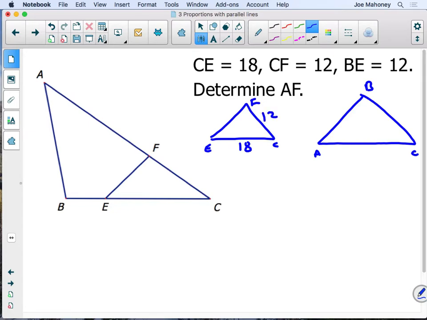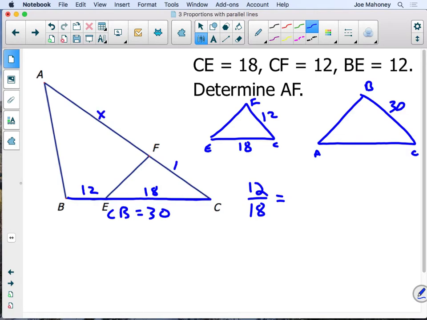Okay, I can write a proportion. I can say 12 over 18. I know corresponding sides are equal. And I know that BE is 12. Oh, that's interesting. So BE is 12. And I know CE is 18. So that means that this whole side here, CB, is 30. So let me put a 30 up there. And I want to determine the length of AF. I don't know how big that piece is.